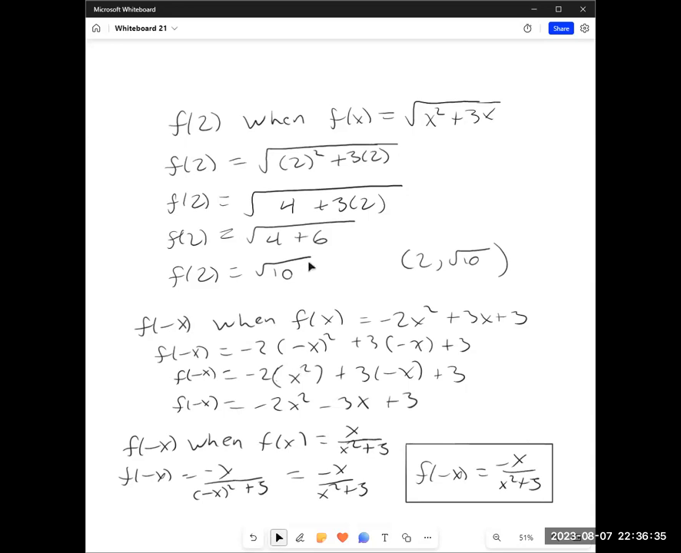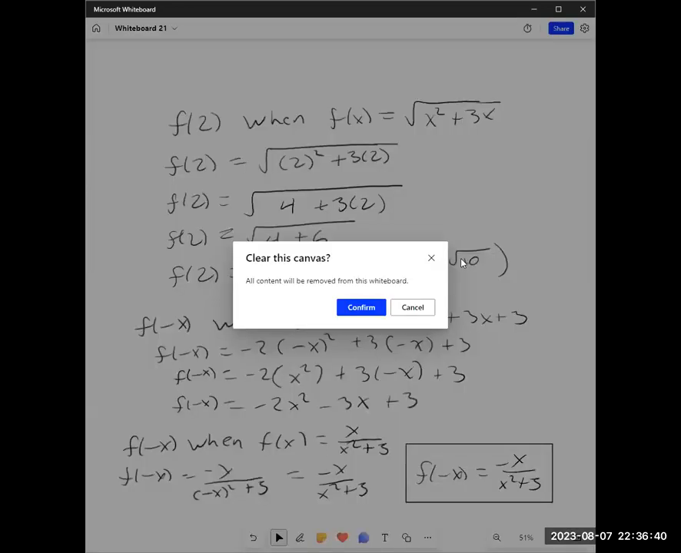Right? Let's clear the canvas. We'll try something else now, which is going to be not f of negative x, but negative f of x. So we want to find negative f of x when f of x is equal to negative 2x squared minus 3x minus 1.